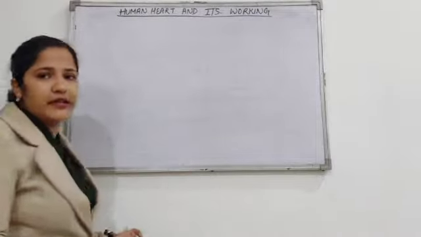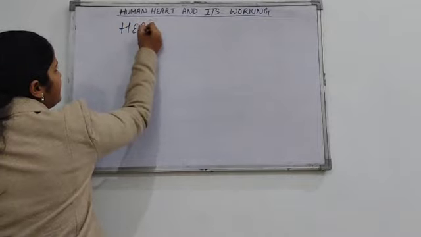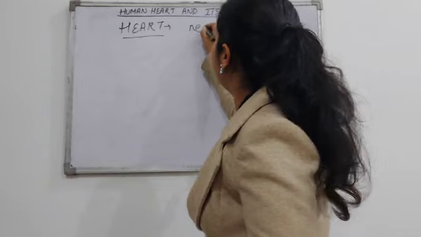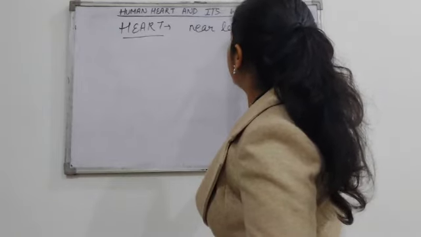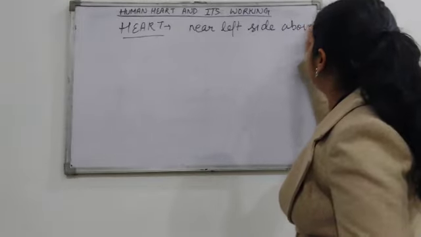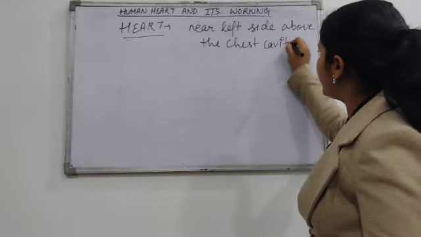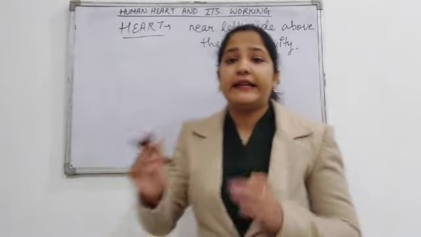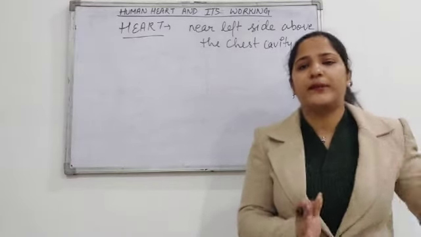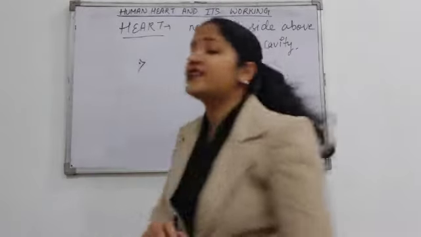Before I start with the working, let me explain you about the heart. So the human heart is placed towards the left side, above the chest cavity. So where is the human heart placed? It's not on the right side. It is above the chest cavity, slightly towards the left hand side, not completely.